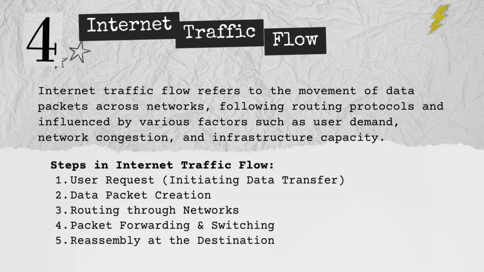Step 3. Routing through networks. Packets don't travel in a straight line. Instead, they take the best available path, hopping between routers and network nodes to avoid congestion. Step 4. Packet forwarding and switching. As packets move, they are forwarded and switched across different networks, ensuring they reach their destination efficiently.